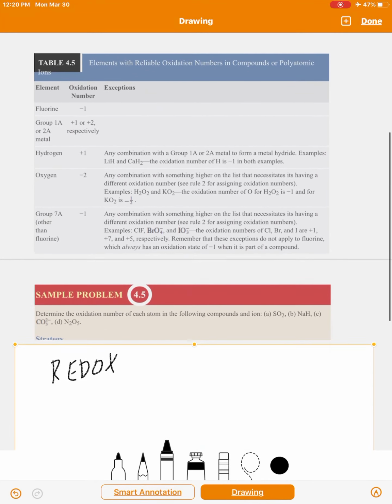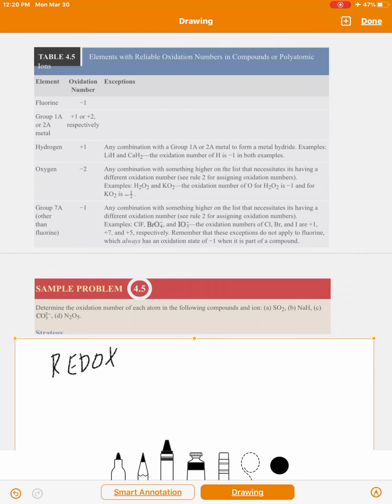To do this, we use what are called the oxidation numbers. So Table 4.5, elements with reliable oxidation numbers in compounds or polyatomic ions. You should have this table ready to use whenever you do these sorts of problems. It tells you what the oxidation number is for several different substances, not all of them, but several. Fluorine is -1 in a compound or polyatomic ion. Group 1 or group 2 metals, the alkali metals and the alkaline earth metals: lithium, sodium, potassium, rubidium, cesium, beryllium, magnesium, calcium, strontium, barium. Those are either +1 or +2. Hydrogen +1. Oxygen -2. Group 7A, chlorine, bromine, or iodine, -1. They give you some exceptions in there, and those exceptions can be important.